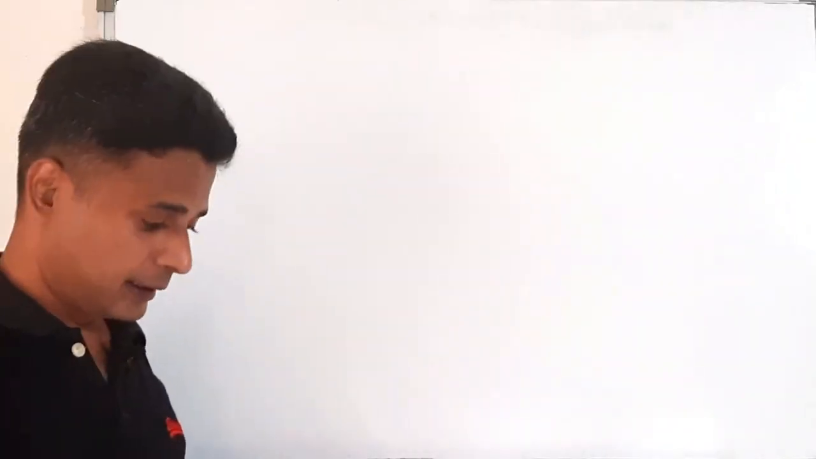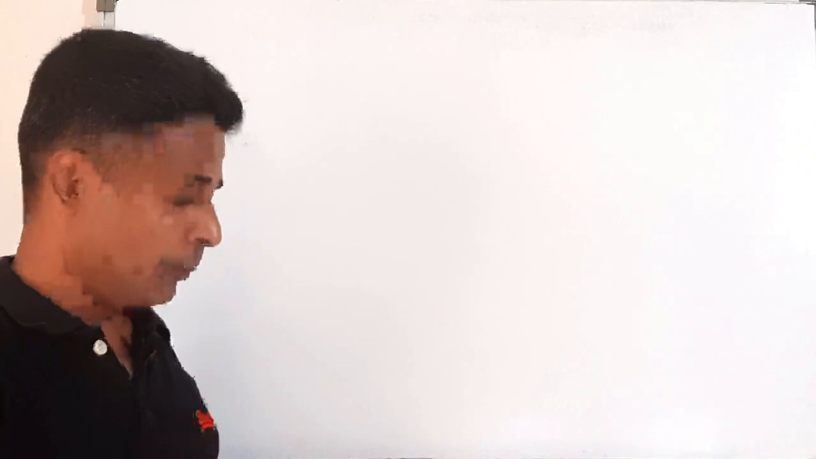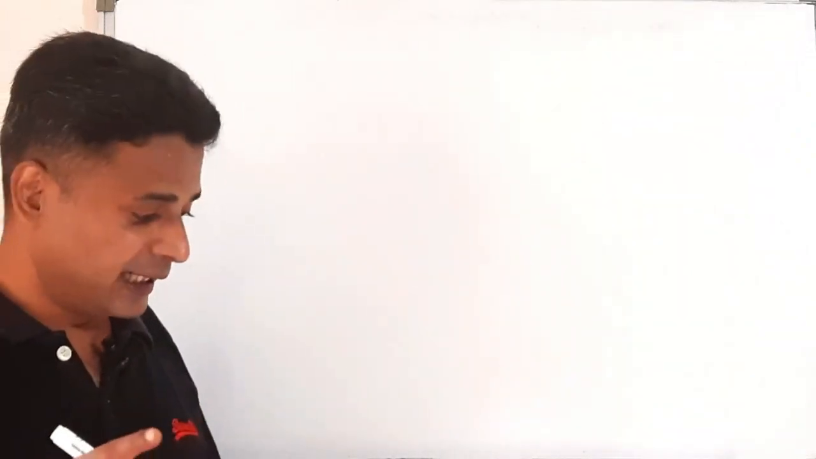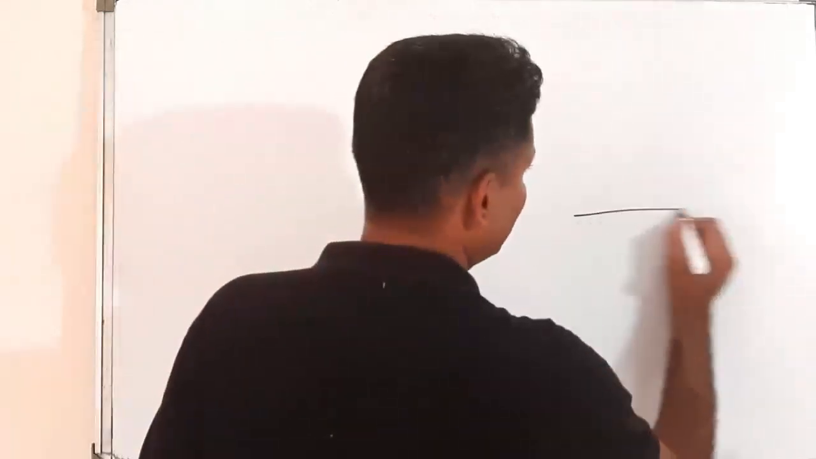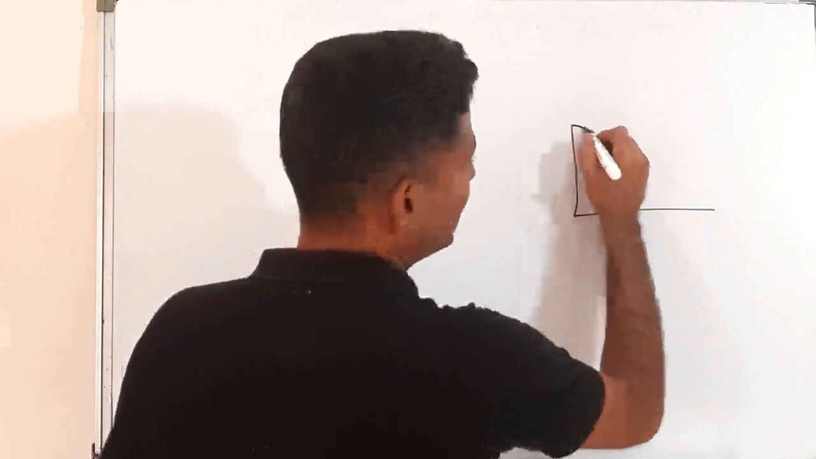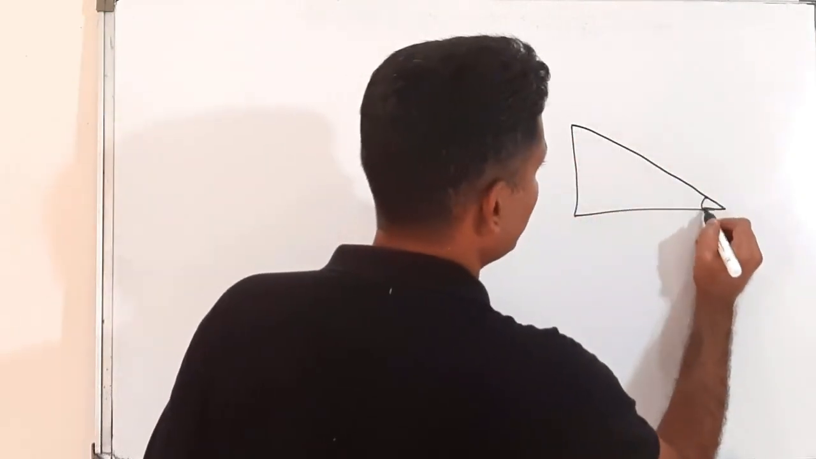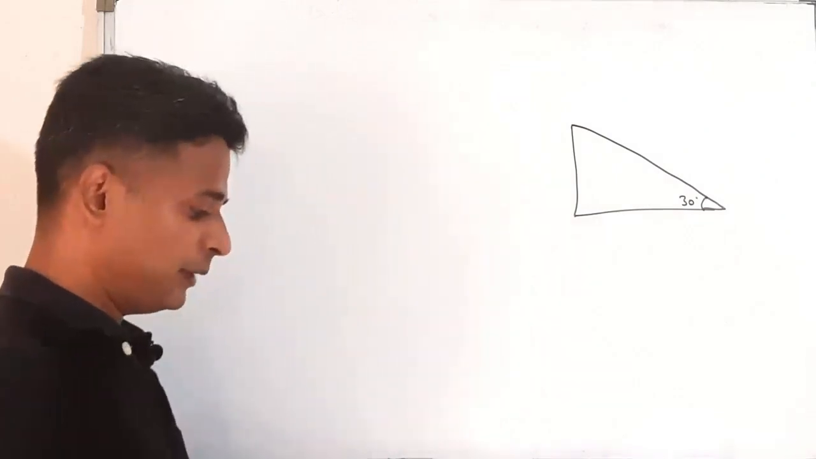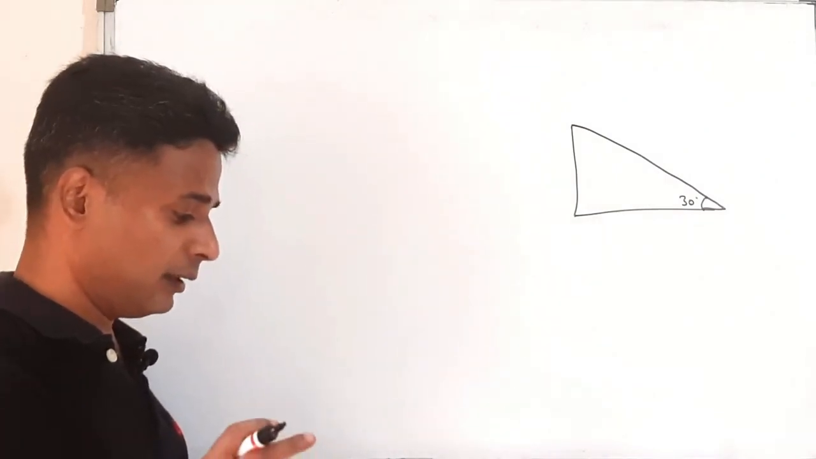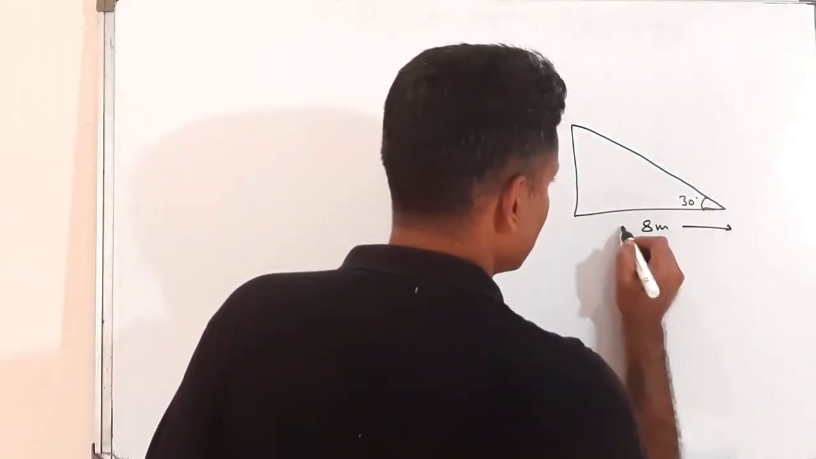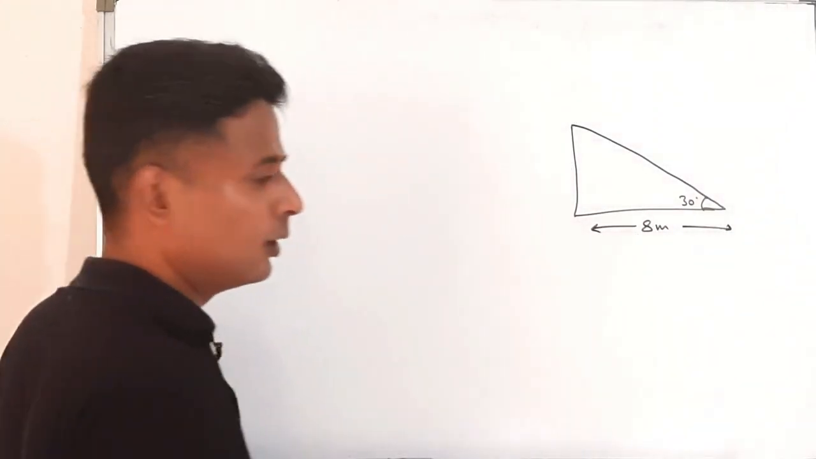A tree breaks due to a storm and the broken part bends so that the top of the tree touches the ground, making an angle of 30 degrees. So there is a tree which was standing, then it broke and now it is bent like this and this is making an angle of 30 degrees. The distance between the foot of the tree to the point where the tree top touches the ground is 8 meters. Guys, you should have been able to do this.